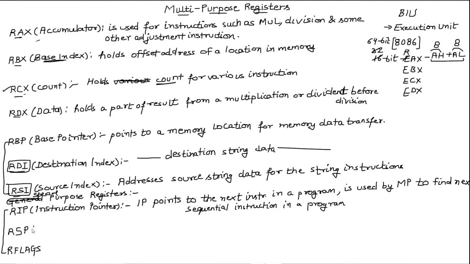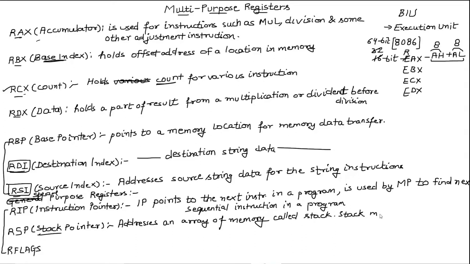All right, so next one is the stack pointer, and as the name suggests, it is used when we are going to use stacks. When we introduce stack in microprocessor, we will see the use of this pointer, and it basically addresses an area of memory, and we call this area of memory the stack. The stack memory will store data. I'm going to write here RSP.